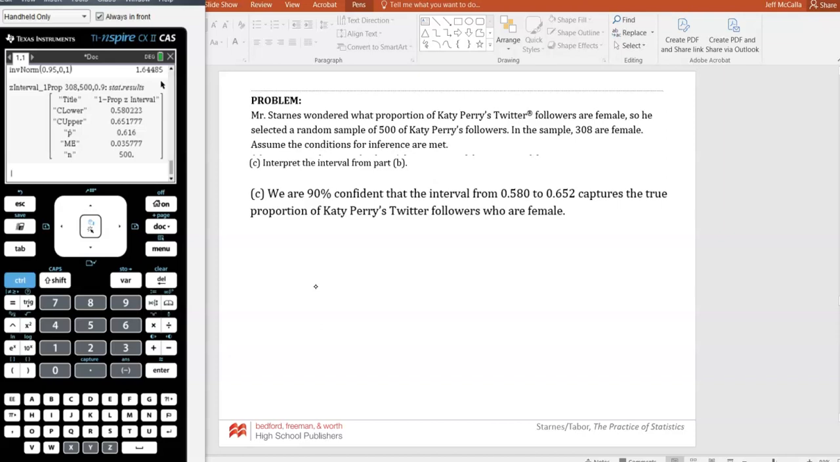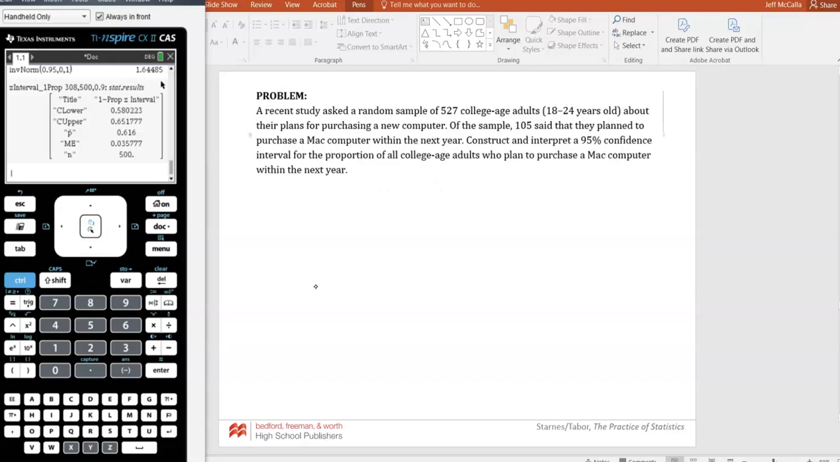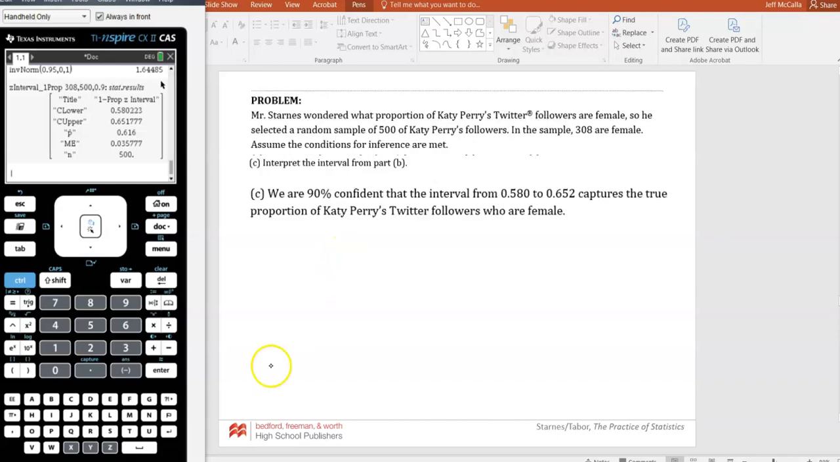Interpret that. We are 90% confident the interval from 0.58 to 0.652 captures the true proportion of Katy Perry's Twitter followers who are female. So, more than half of them are female. So that makes sense, I think. And so I think that's enough for today. Let's call that a screencast.